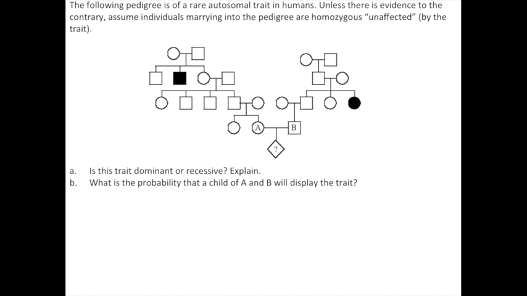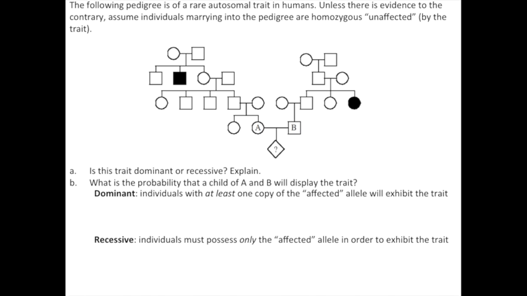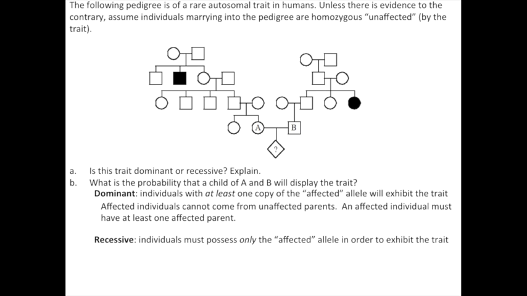Now let's go back to the question. In part A, we need to decide if this trait is dominant or recessive. If a trait is dominant, it means that individuals with at least one copy of the affected allele will exhibit the trait. If a trait is recessive, it means that individuals must possess only the affected allele in order to exhibit the trait. When we look at these different kinds of traits in pedigrees, for dominant traits, affected individuals cannot come from unaffected parents, meaning that an affected individual must have at least one affected parent.